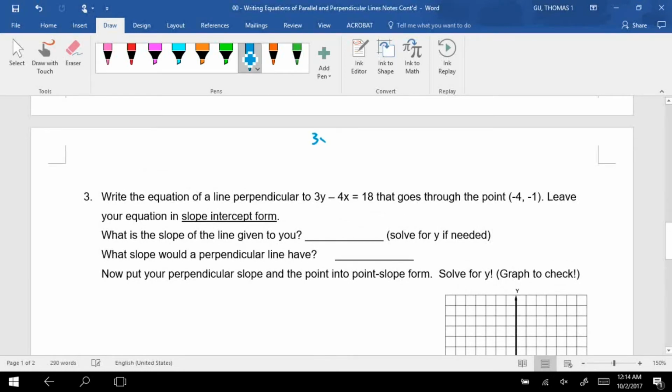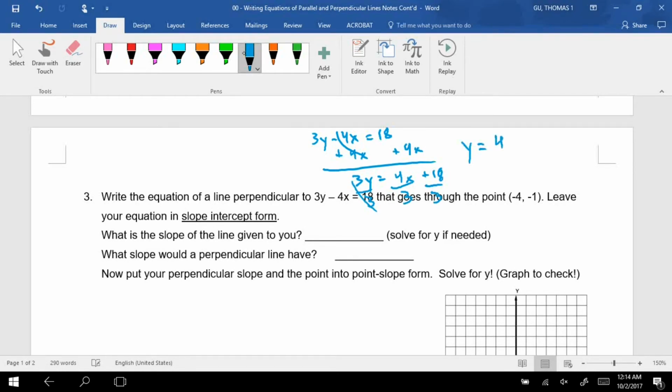So 3y minus 4x equals 18. Let's add 4x to both sides. Plus 4x, plus 4x. Goodbye. We got 3y equals 4x plus 18. Now, to get the y alone, we're going to divide everything by 3. So that would leave us with y equals 4 over 3. We just leave it in fraction form because remember, our slope is a fraction. Rise over run. 4 over 3x plus, what's 18 divided by 3? That's going to be plus 6.